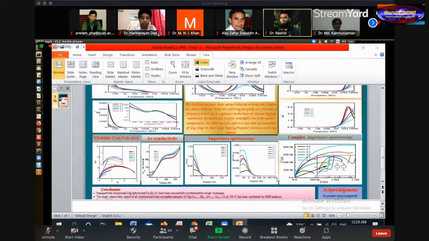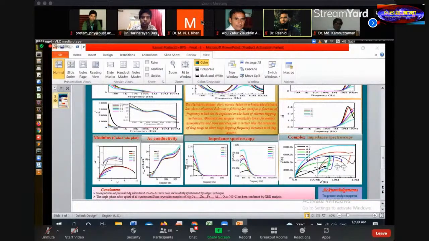Next is the Cole-Cole plot of the impedance. The plot is composed of two overlapping semicircles. The first semicircle at lower frequency shows the resistance of the grain boundary. The second semicircle at higher frequency shows the resistance of the grain. There are two semicircles in this case. The AC conductivity explains this type of conductivity.